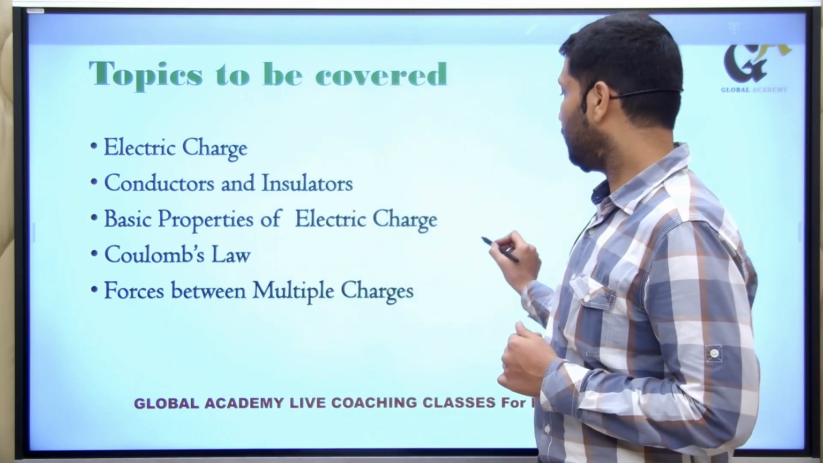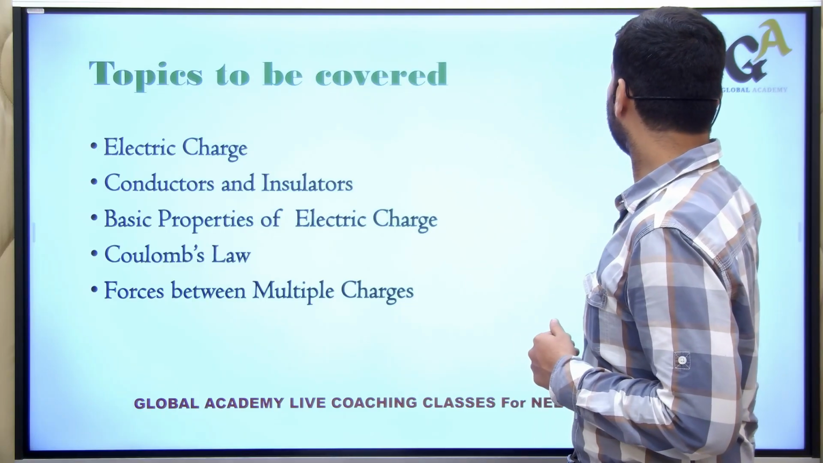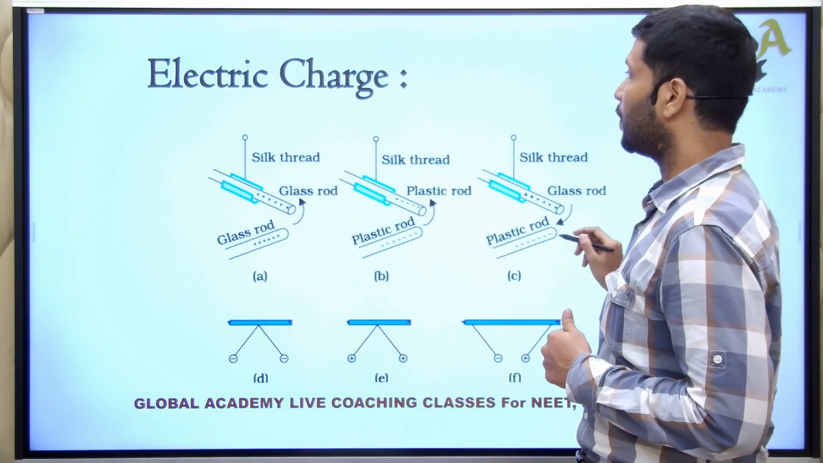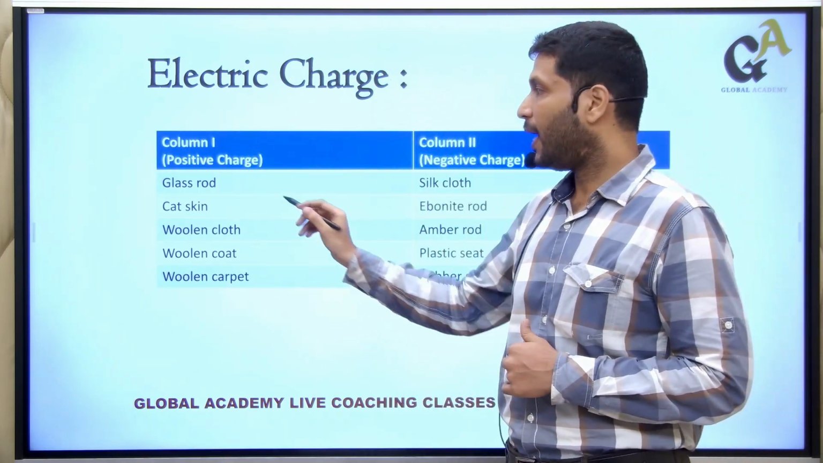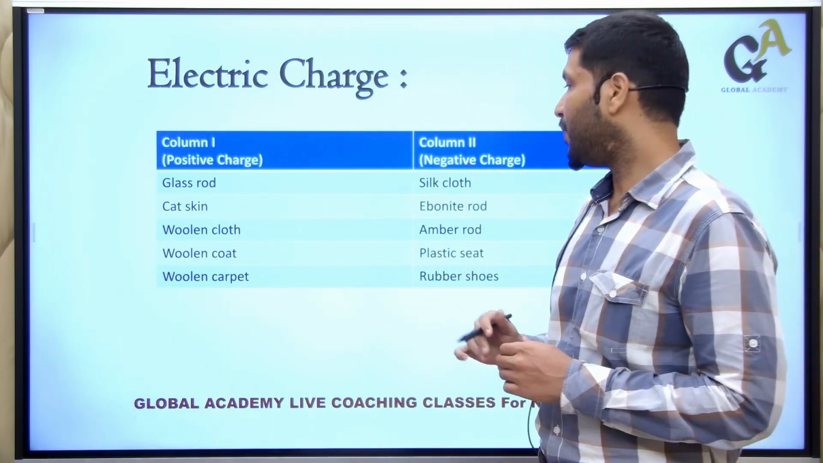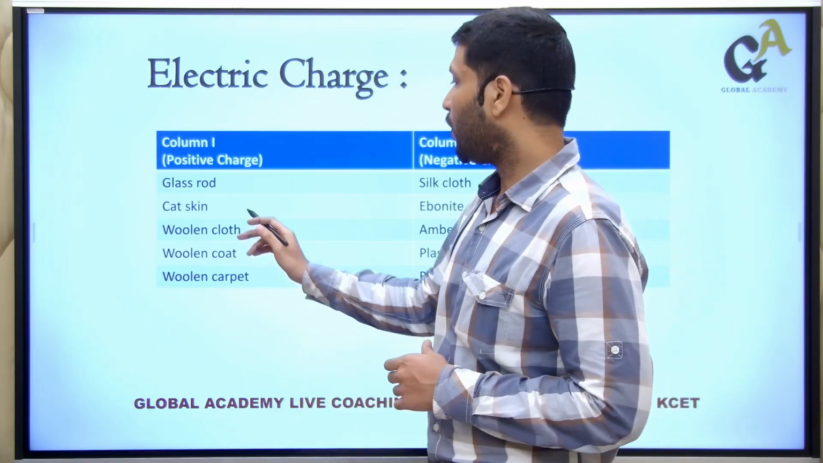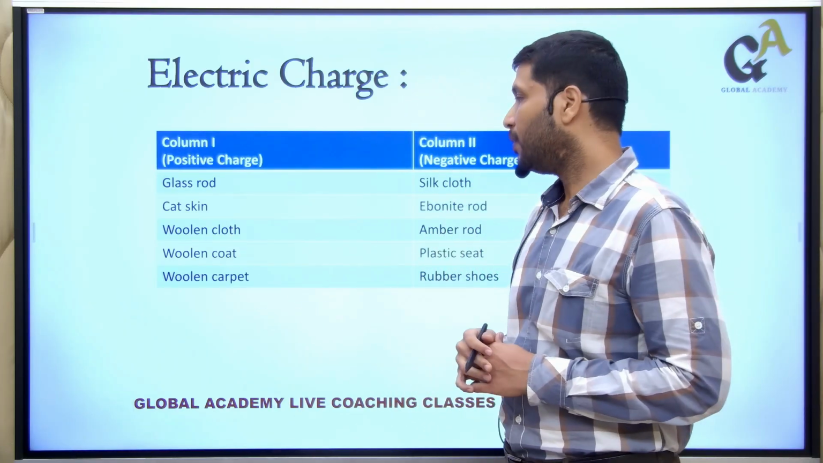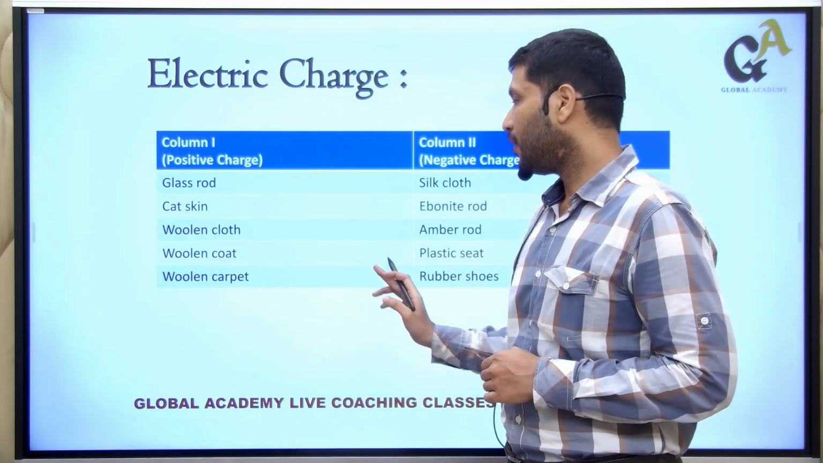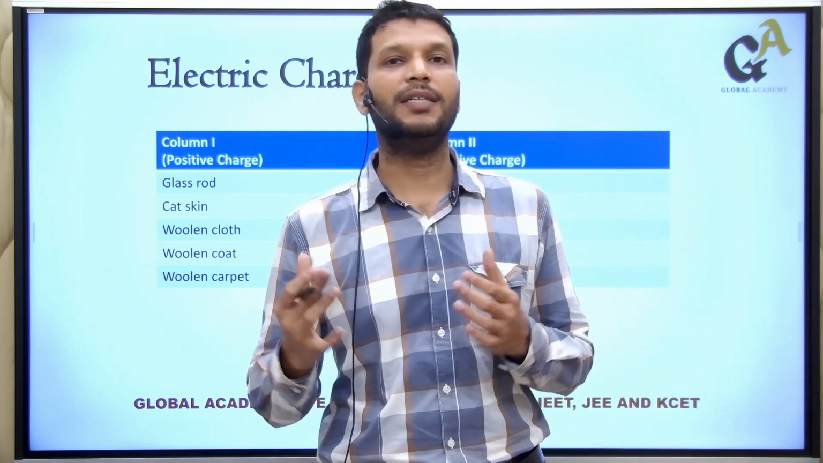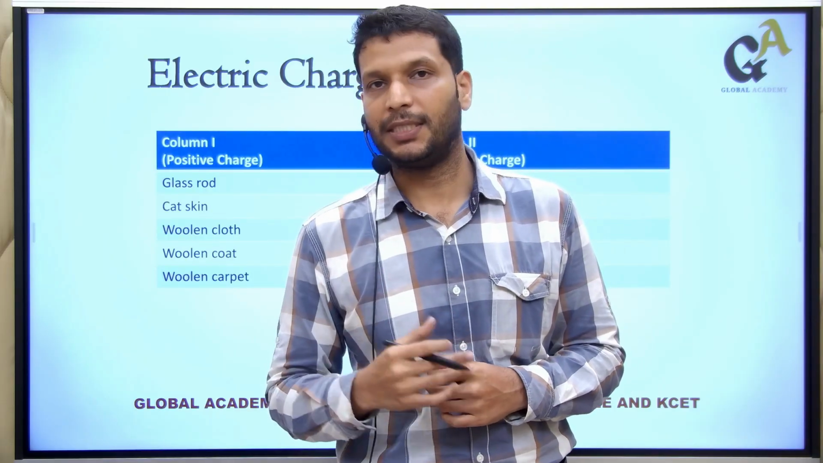So now let us see how these charges are created. When you rub different materials, like a glass rod rubbed with a silk cloth, or cat skin with an ebonite rod, or a woolen cloth with an amber rod, or a woolen coat with a plastic seat, or a woolen carpet with rubber shoes, you will get charged bodies. Means rubbing is one of the phenomena which will create charges.